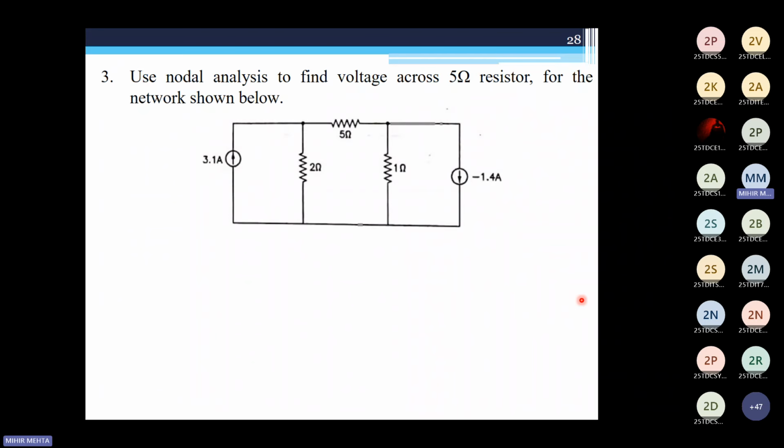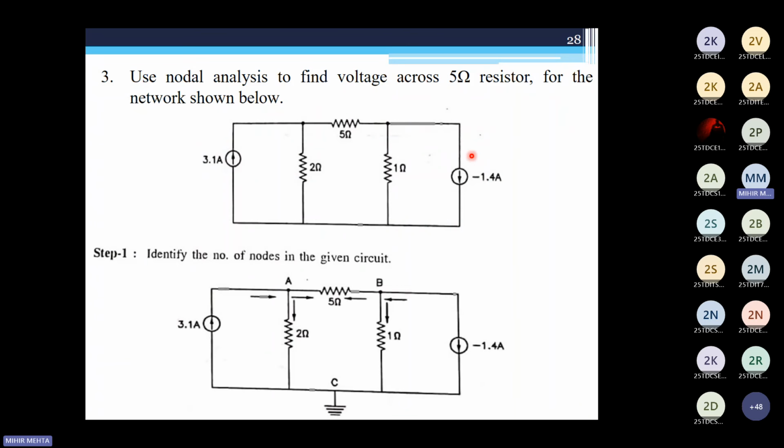Now just try to understand the figure. Here, as you can see, there is a current which is moving in the upward direction, which is 3.1 amperes. Here the current is moving in downward direction and the value is minus 1.4 amperes. Now we have just seen in the numerical that if the value of current is negative, that means the current is moving in the opposite direction. So here, can we consider that the current is moving in upward direction and the value is 1.4 amperes?